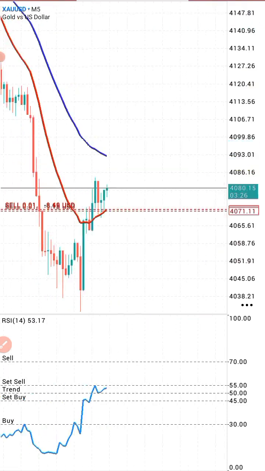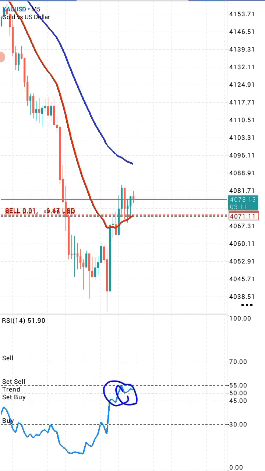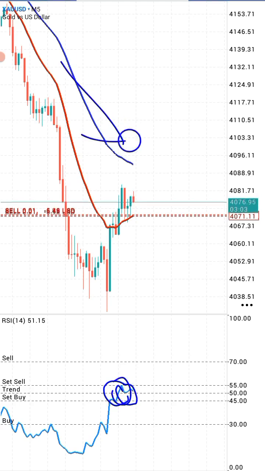Look at what happened. Why I entered this trade. Number one reason why I entered this sell is this particular place here, our RSI. You see it is actually on the trend level. That's level 50. Level 50 is trend. Now it's actually on a trend level and we are selling. The trend is selling. That's why I sold.